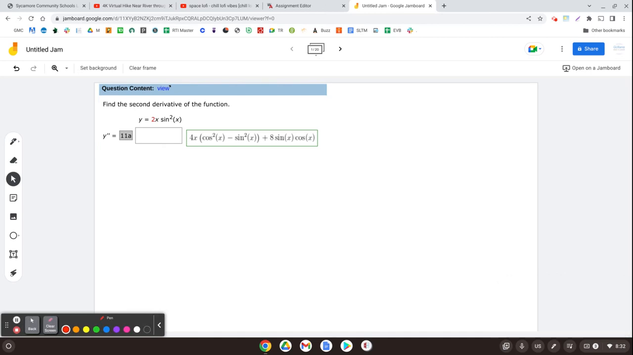Okay, so many things that I have to explain about this one. First, this is a function, and that function is a product of two functions. The first function is 2x, and the second function is sine squared of x. But before I write that down, it's important we understand what sine squared of x is. It's actually this.